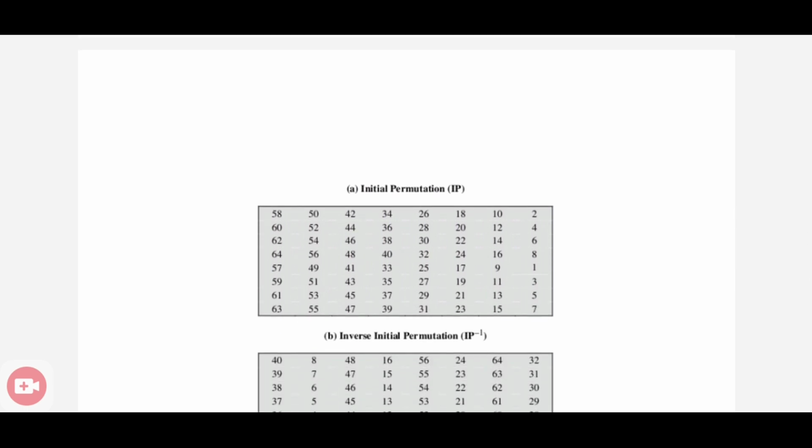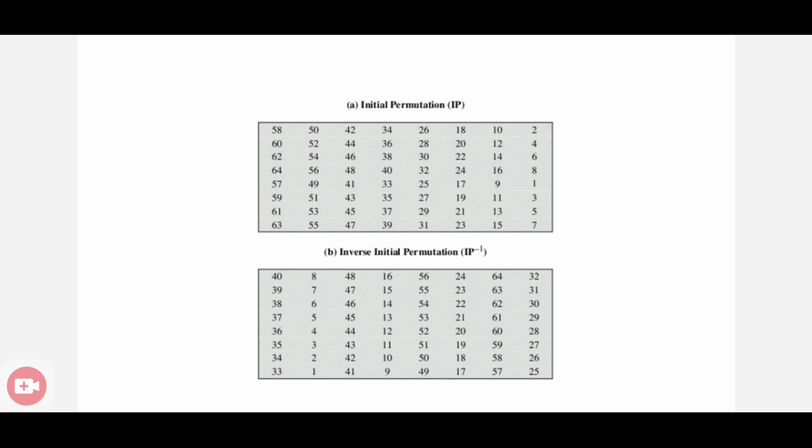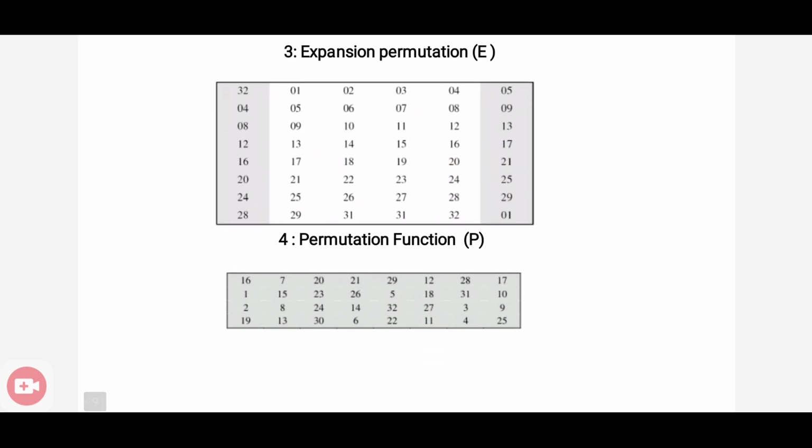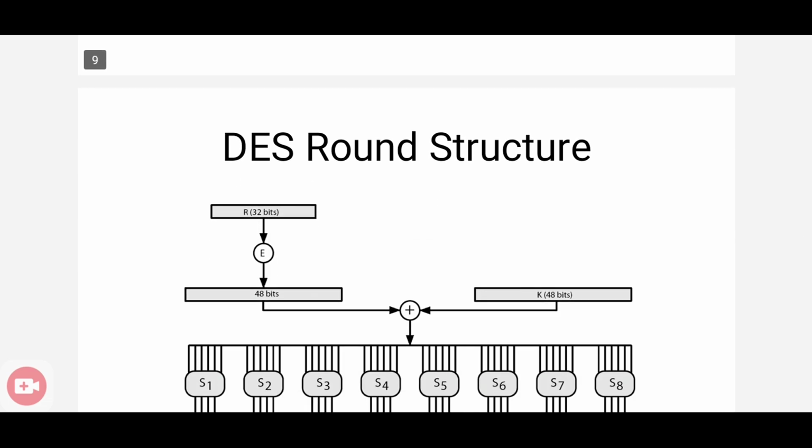This is the initial permutation and inverse initial permutation matrix. You don't need to study this for the exam. You just understand that this is the initial permutation and inverse initial permutation matrix. And this is the expansion by permutation and permutation function matrix. Clear?